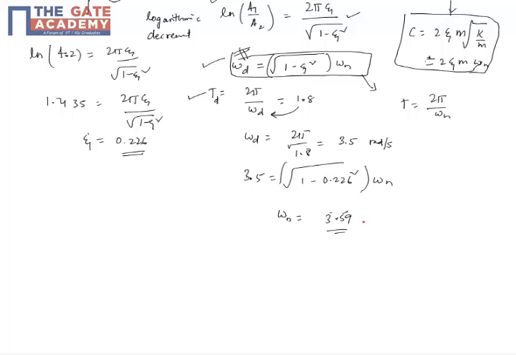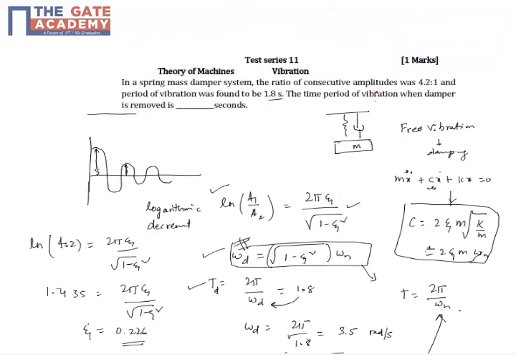So there is not much difference between damped and undamped. Damping is very small because j is 0.226, so it will take more time to dampen out the vibration. Now we have got omega n. What we want is the time period of natural vibration when damping is removed. So we substitute 3.59 in 2 pi by omega n, and we get 1.75 seconds. So 1.75 seconds is the time period for one single oscillation. So 1.75 is the answer.